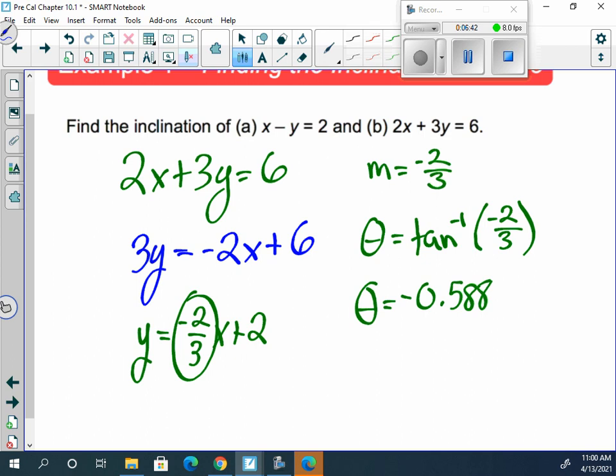Did you do it in degrees? Now, this is a negative angle, so we have to add pi to it.